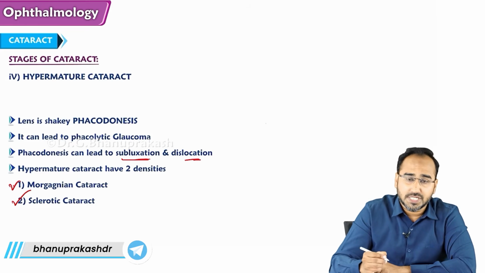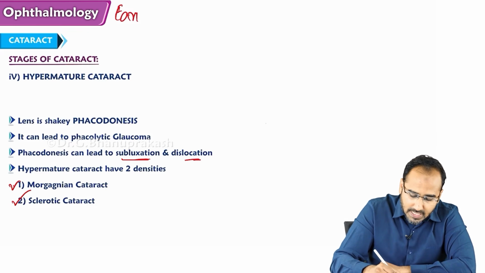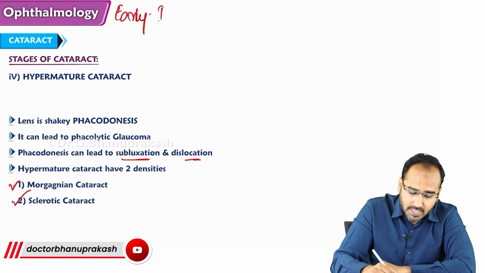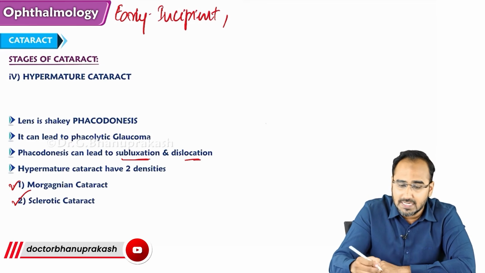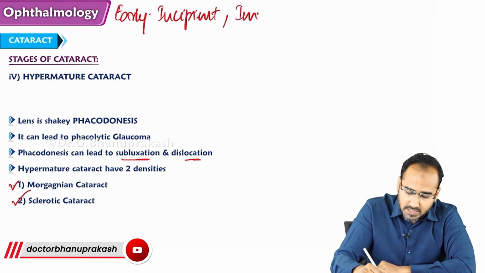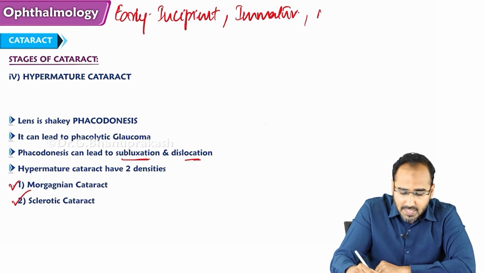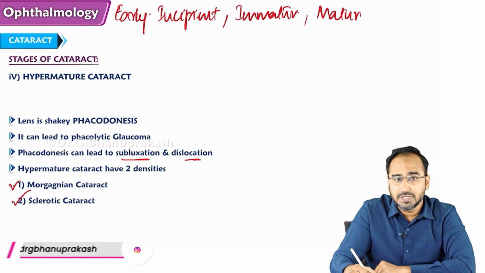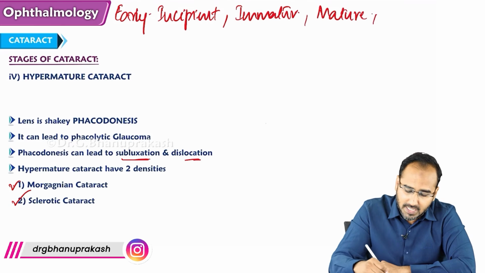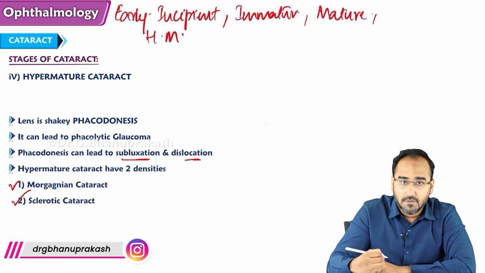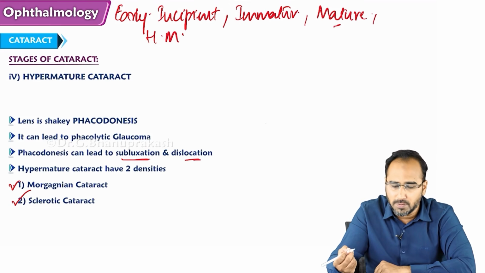So guys, we have discussed the stages of cataract. We have discussed the early incipient stage, where you are seeing what? Scattering of light. Then we have seen the immature stage, where you see the iris shadow. Then you see the mature stage, where you see the intumescent, right? Then we came into the hypermature stage, where you see what? Phacolytic. So mature stage leads to intumescent and phacomorphic glaucoma.